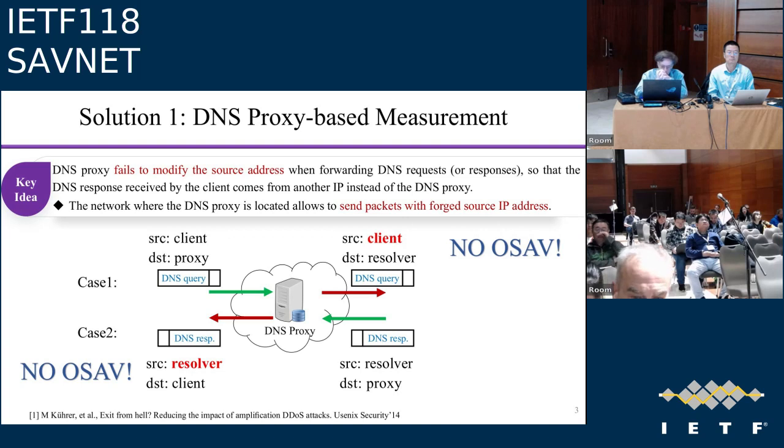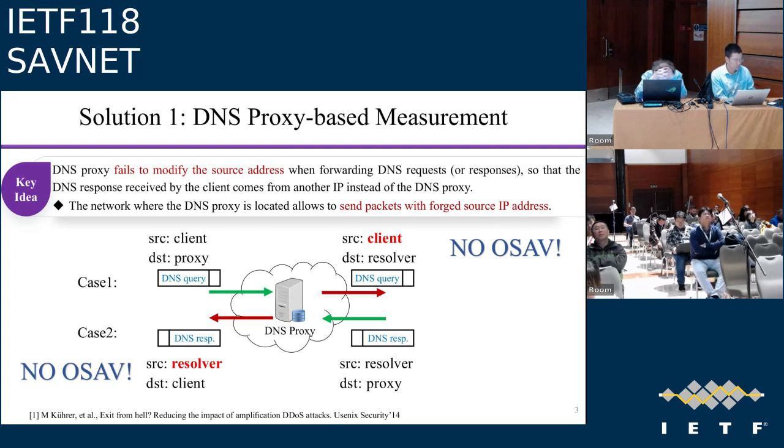This solution was proposed in USENIX Security 14. And actually, there are two cases. The first one is about a DNS query. Assume there is a DNS proxy in the target network, and we send a DNS query to the DNS proxy. When the DNS proxy receives a packet, it will forward the query.